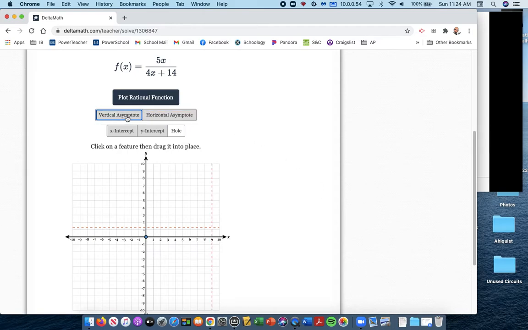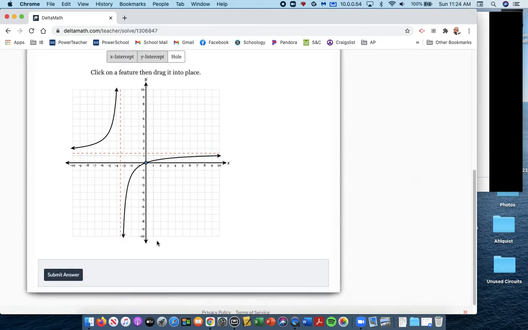And then if I click the vertical asymptote, the vertical asymptote was negative 3 1/2. So if I go to negative 3 1/2, I'm going to put it right about there. And now if I graph this, it should go through this point, and it should look like one of those flippity curves. So I'm going to plot the rational function on this. Looks like that. That's what I want to submit.